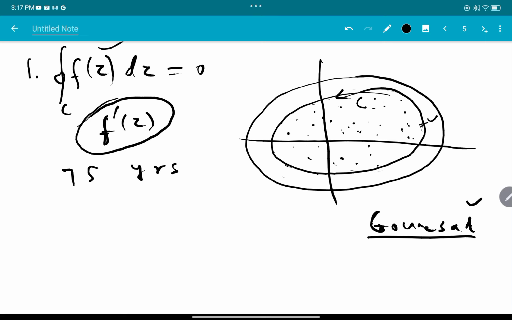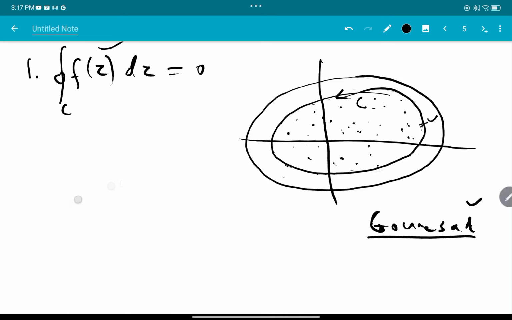Otherwise, we can also just take as the necessary condition that f(z) should be analytic on this curve and at every point inside it. Having said that, now the question is, how is it that this integral is 0 irrespective of the complexity of this function f(z)? Let us see how that is possible.